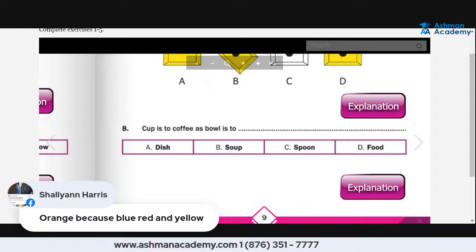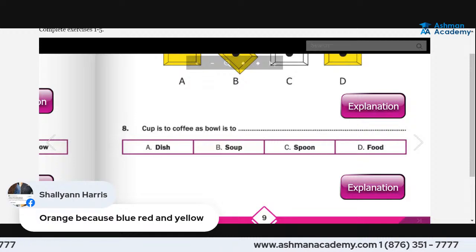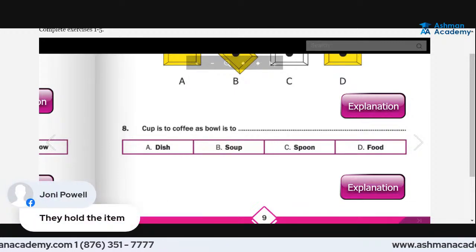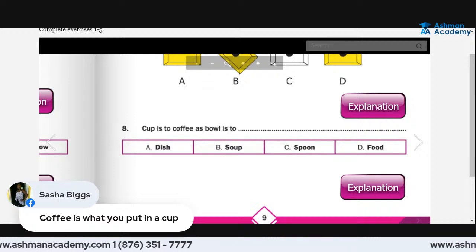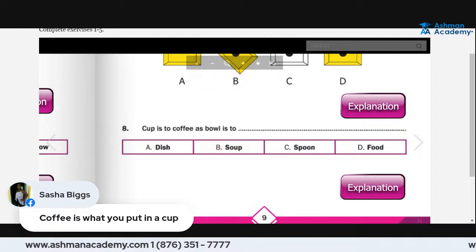All right, let me see. I'm not reading nothing about soup. I want to hear the association between cup and coffee. So Joni is saying they hold the item. No, that's not what I want to hear. The association between cup and coffee. All right. Now, Sasha, you're talking to me now. Sasha Biggs is saying coffee is what you put in a cup. Or you can just simply say coffee goes in a cup. Or you drink coffee out of a cup.